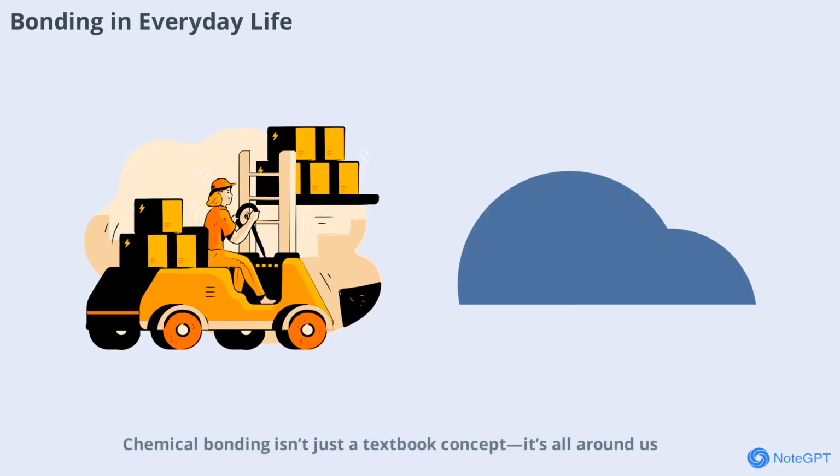Chemical bonding isn't just a textbook concept, it's all around us. The food we eat, the air we breathe, and the materials we use all rely on different types of bonds. Understanding bonding helps us make sense of chemical reactions, material properties, and even biological processes like respiration and digestion.